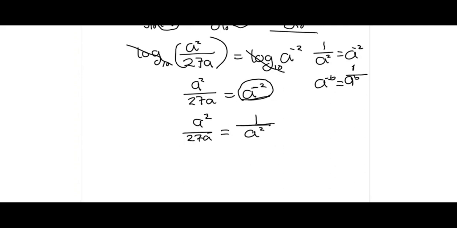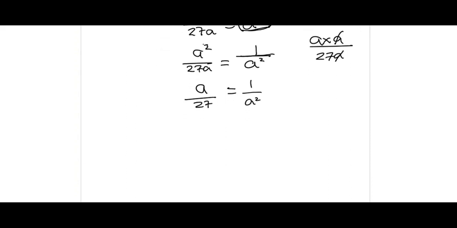Before we cross multiply, we know that a square is still the same thing as a times a, and 27a, so that this a and this a can cancel out, and we are now left with just only one a, not a square, just a all over 27 equal to 1 all over a square. So I can cross multiply. A squared times a will be a cube. 27 times 1 is 27.